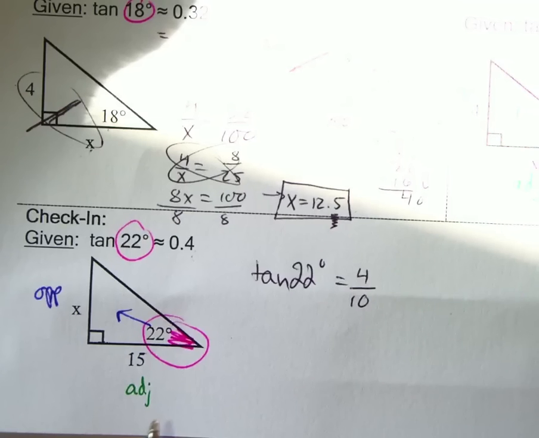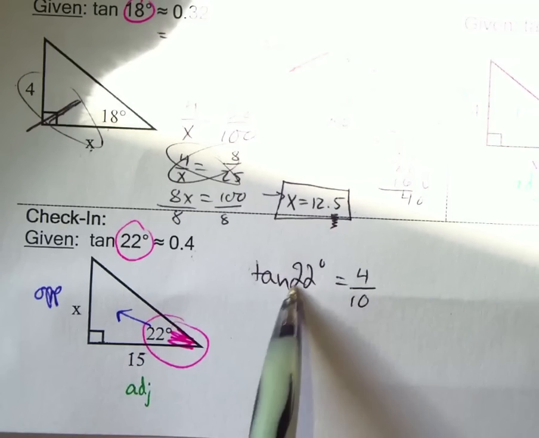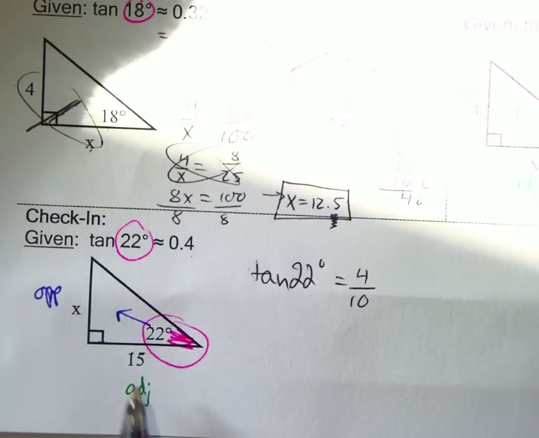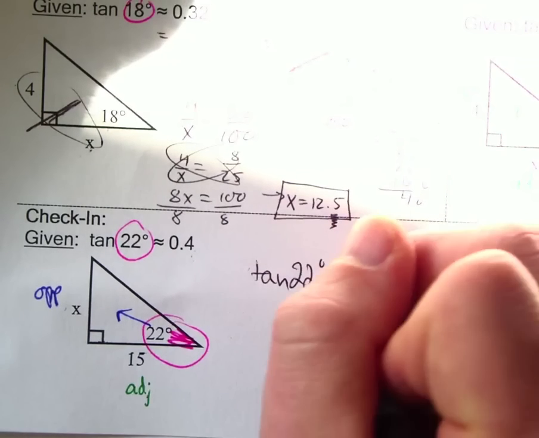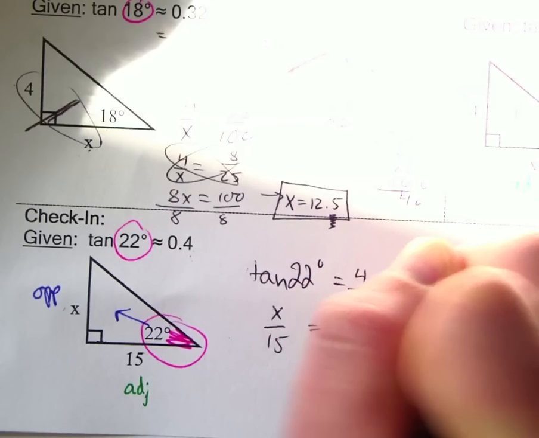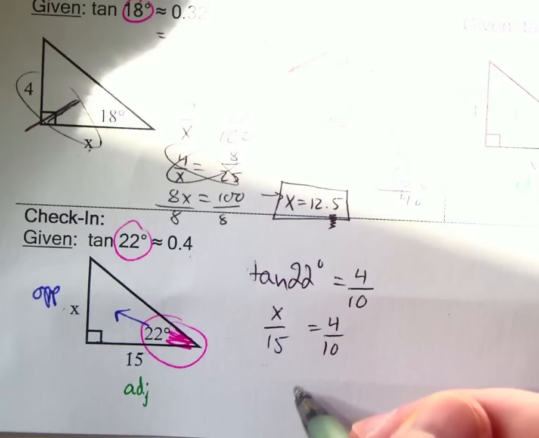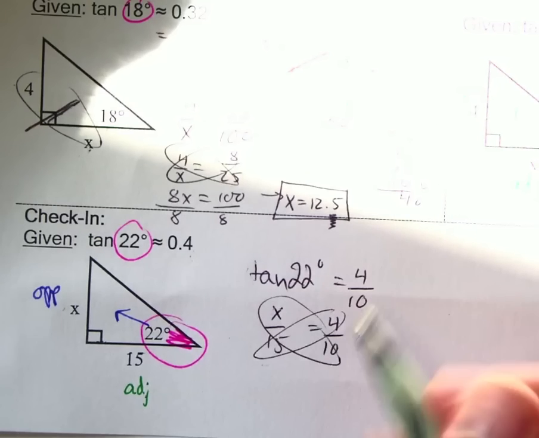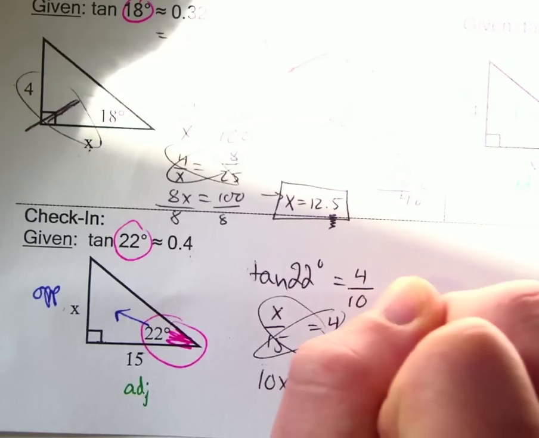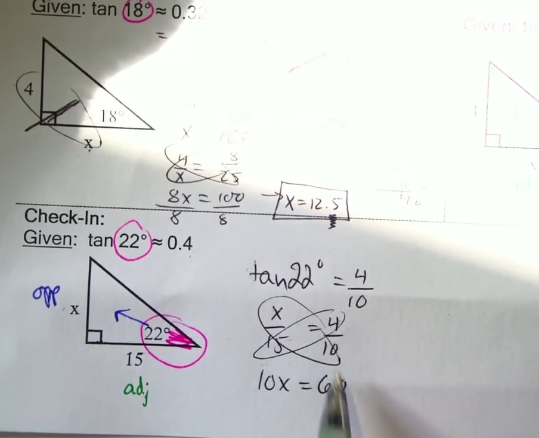And then I'm just going to substitute. I'm going to substitute straight in for this. What is tangent of 22? Well, SOHCAHTOA. TOA is opposite over adjacent, so it's x over 15 right here. And so I can go ahead and cross multiply. You might consider reducing first, but I'm not going to because I love having a 10. 15 times 4 is 60.